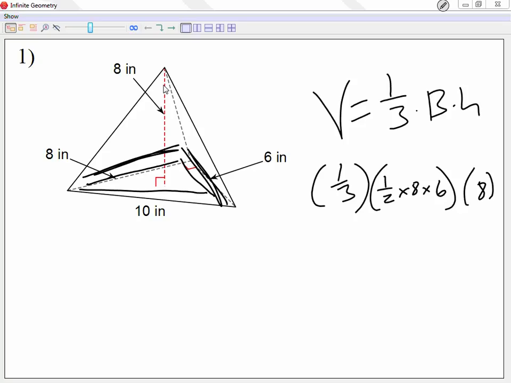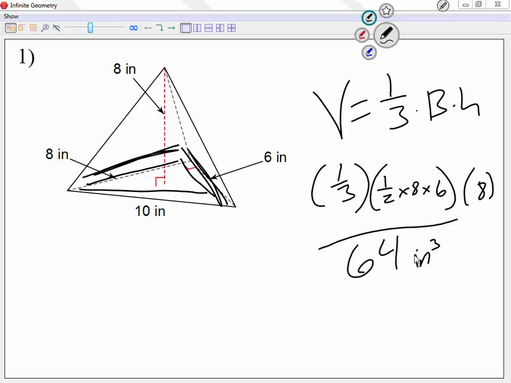1 divided by 3 times 1 half times 8 times 6 times 8 should give you 64. Multiply it out, should give you guys 64. If you guys are using the unit, it's inches to the third power. Volume is always the third. Because technically on the base, it was inches squared. On the height, it's inches. So inches squared times inches is inches to the third. That's it. That's all we do.